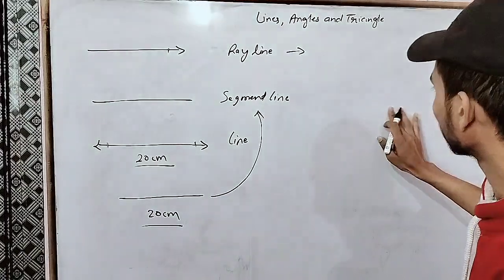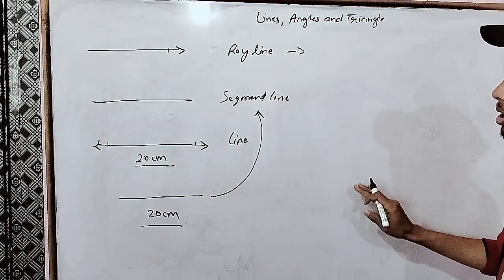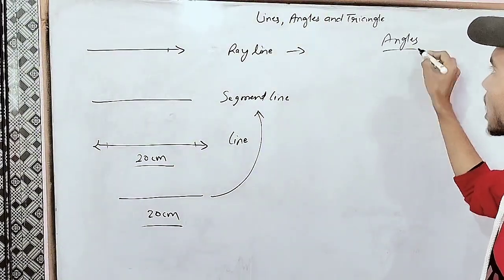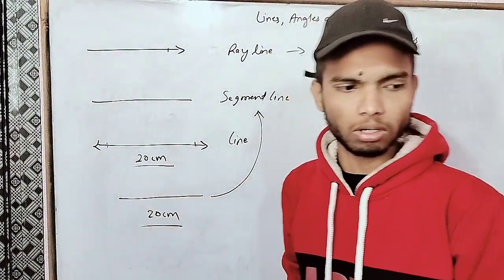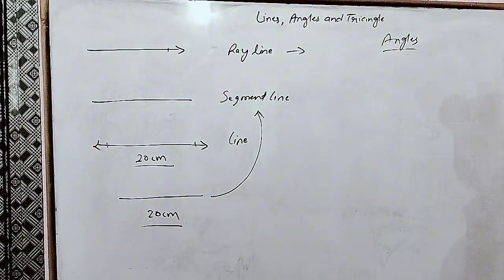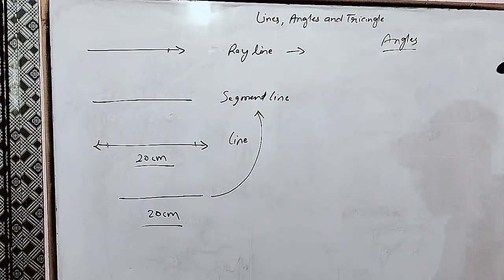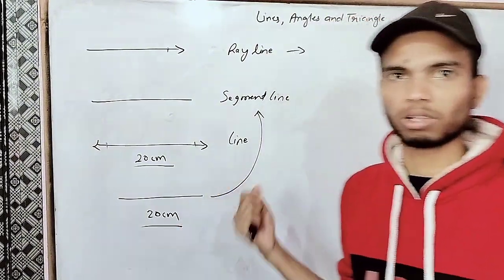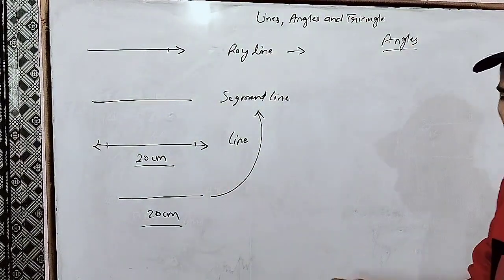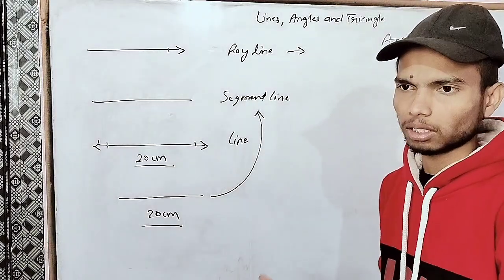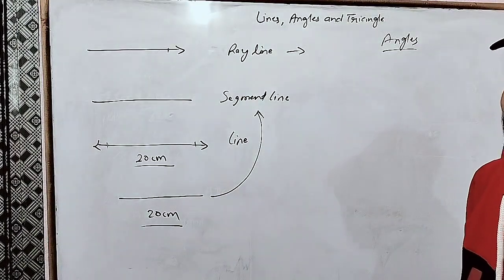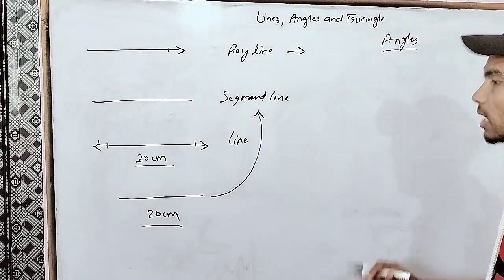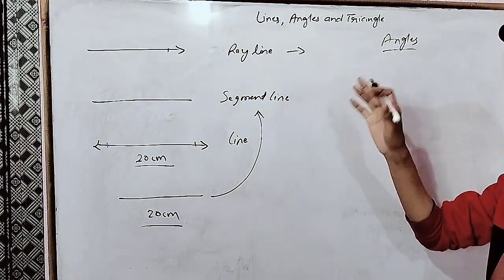Now you are clear. Let's understand what angles are. I am telling you a little information about angles. After this little information about this concept, we will solve a question. That's why I am telling you a little information about lines and angles.